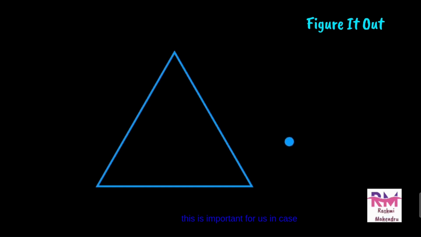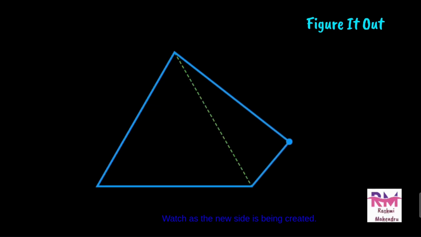Now this is important for us in case we want to explore how we are increasing the number of sides starting from the smallest polygon, that is the triangle. Let's take a point outside the triangle to create a new side by joining two of its vertices to the new point. Watch as the new side is being created. Remove the original side of the triangle and we are left with a new shape. Can you count the number of sides? Absolutely right. It's 4 and the shape is a quadrilateral.